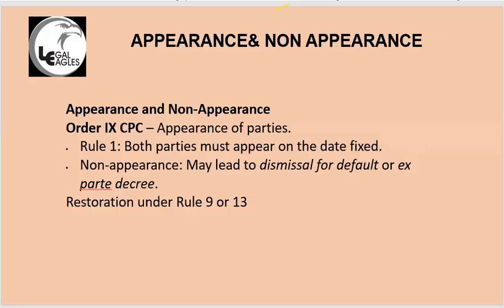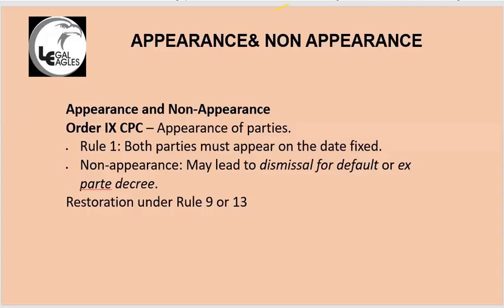If it is appearance and non-appearance, I gave 2. Section order 9 is important. Appearance of parties: both parties must appear, or their counsels must appear, on the date fixed. Non-appearance of the counsel or the party will lead to dismissal for default or ex parte decree.